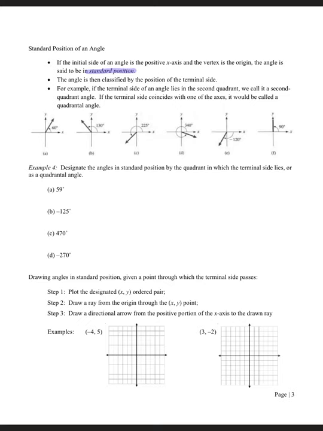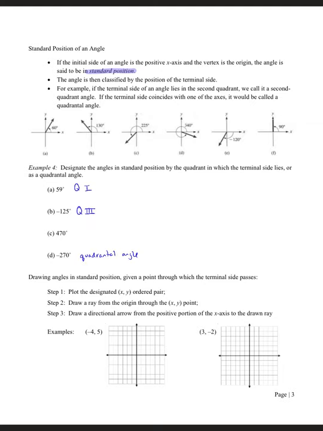The next example says designate the angles in standard position by the quadrant in which the terminal side lies or as a quadrantal angle. So for example, letter A, 59 degrees. Well, we know 59 degrees would be very similar to this one, which is 60 degrees. So the terminal side of that angle would lie in quadrant 1. So now what I want you to do, pause the video and try letter B, C, and D.